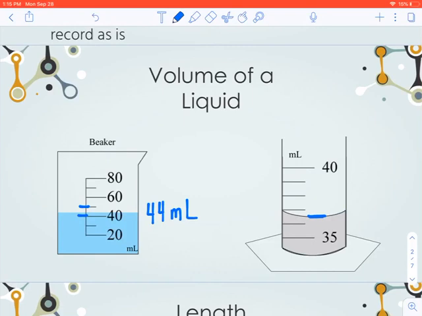So we know that this is somewhere between 36 and 37 milliliters, so we want to estimate one more place value, and I think this looks like 36.5 milliliters.